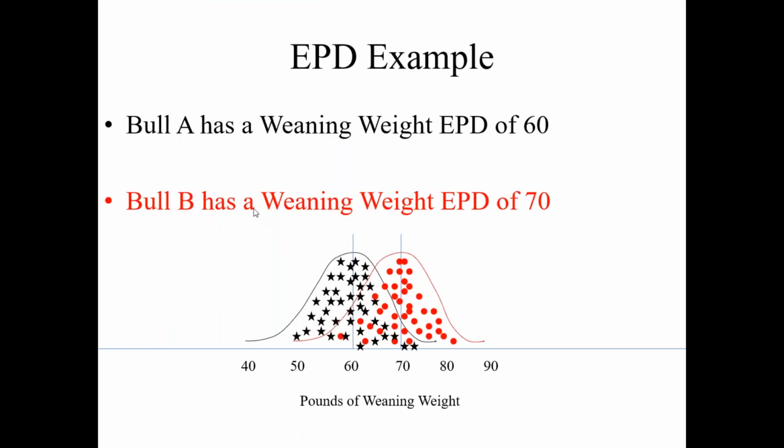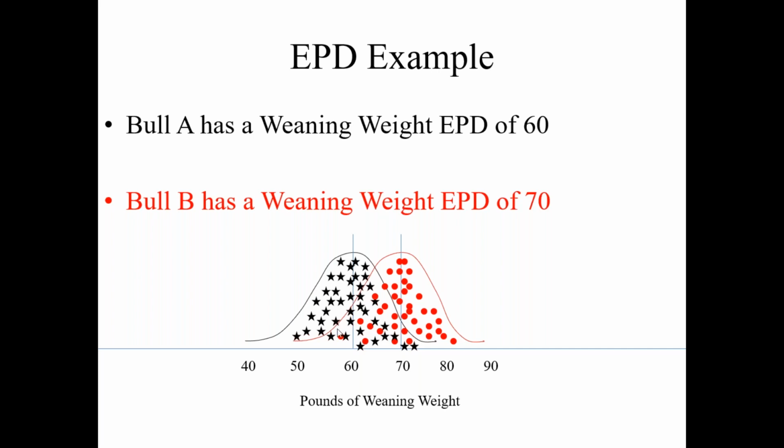So we've got an example here that we can talk about. Bull A has progeny represented in this bell-shaped curve with the black stars, and he has a weaning weight EPD of 60. Let me back up and say bull B here is the second bell-shaped curve with the red dots. If we compare bull A to bull B progeny, on average, bull B's progeny will weigh 10 pounds more at weaning. But what we can't tell you is that every calf from bull B will be heavier than every calf from bull A.